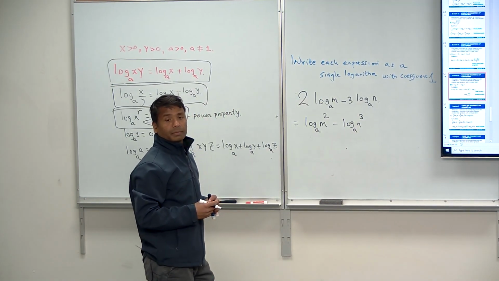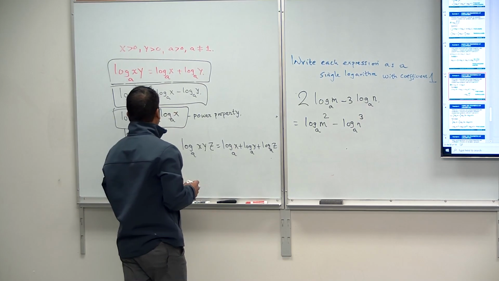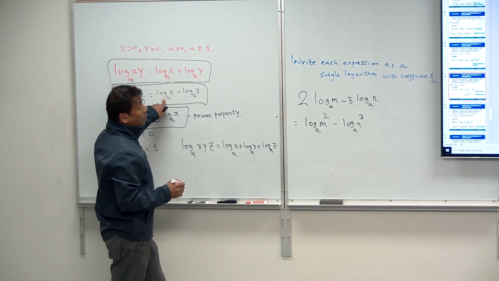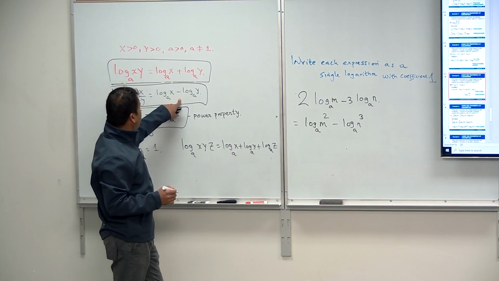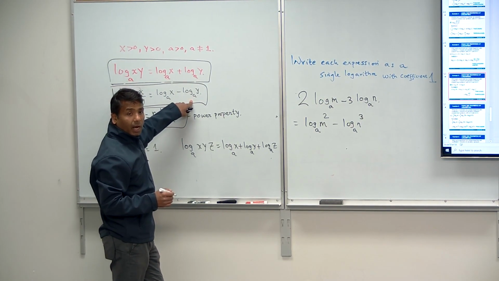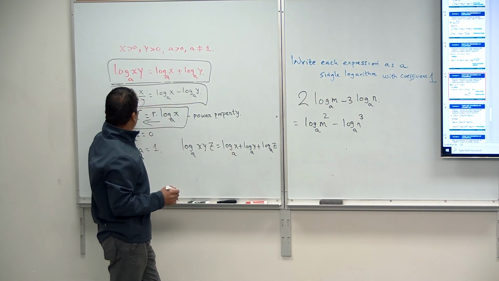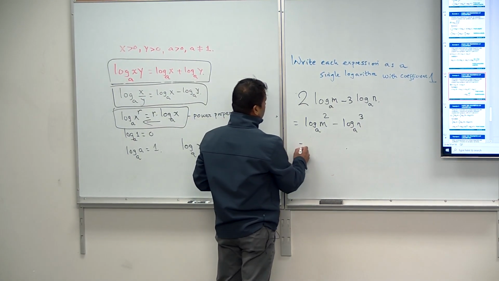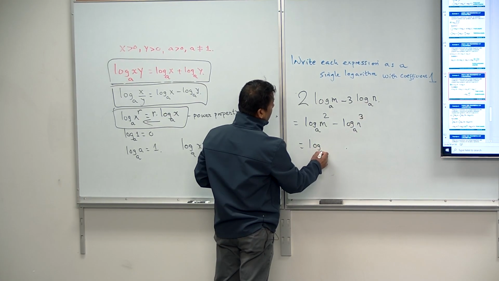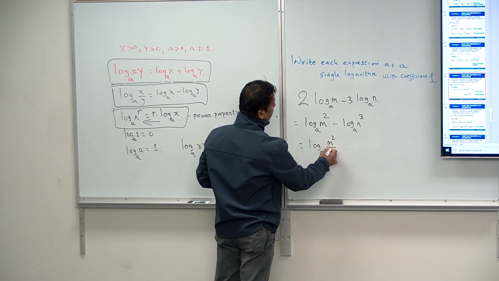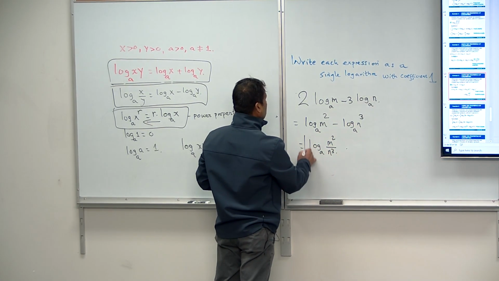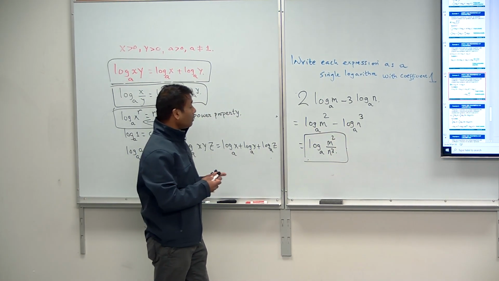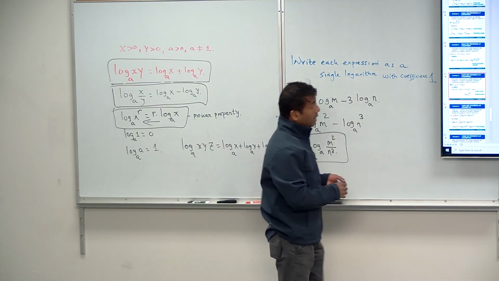Right? And now, use the quotient property, okay? So if you have a logarithm with base a of x minus logarithm with base a of y, it will be equal to logarithm with base a of x over y. So this is going to be logarithm with base a of m squared over what? n cubed. Make sense? So you wrote down a single logarithm.